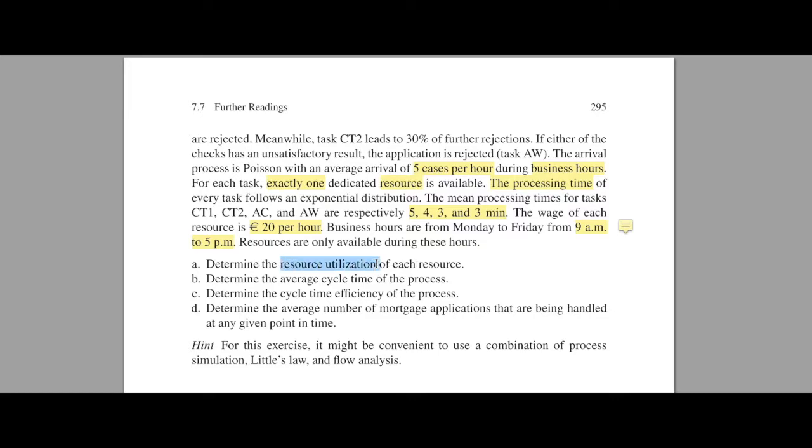Determine the resource utilization of each resource, the average cycle time of the process, the cycle time efficiency of the process, and the average number of mortgage applications that are being handled at any given point in time. For this exercise, it might be convenient to use a combination of process simulation, Little's law, and flow analysis. All right.